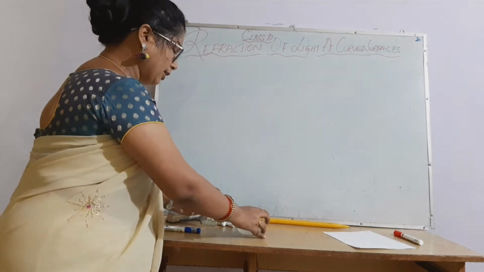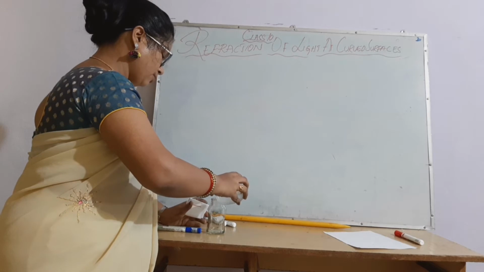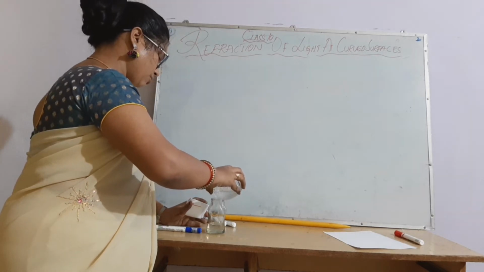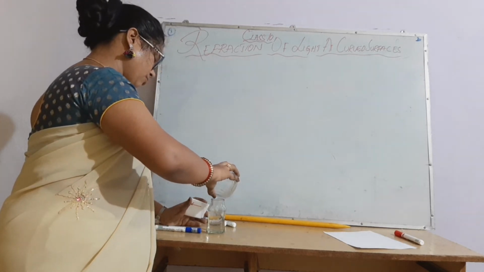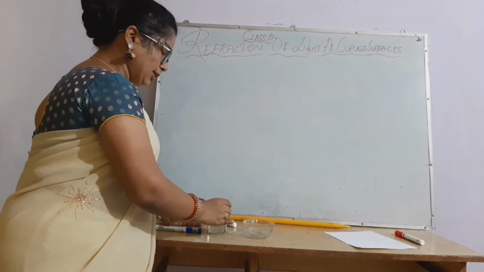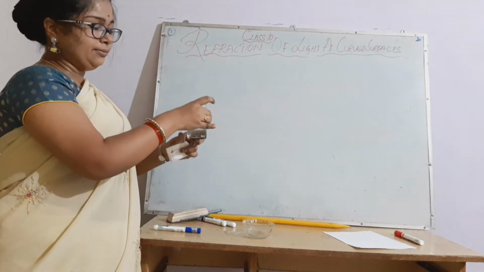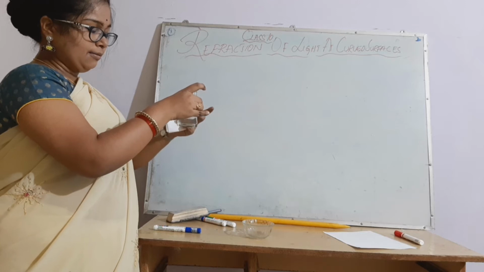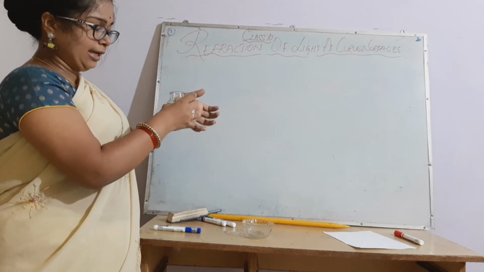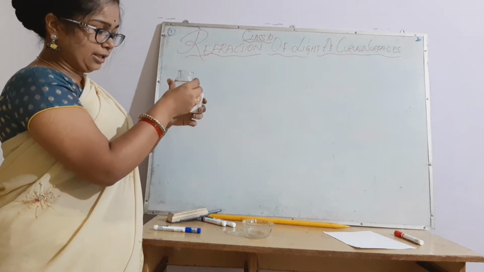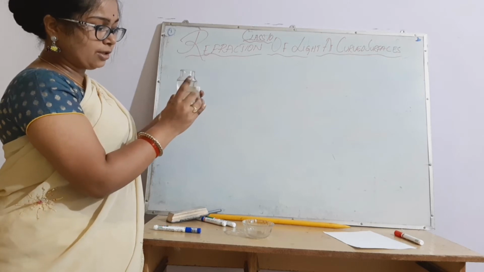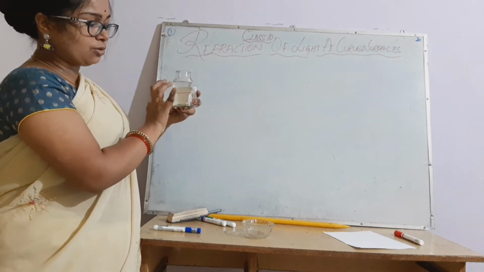If I pour water in this, what does it mean? There are 3 mediums now. Air. From the air, the light has to enter into the water, and it has to again come out. It has to cross 2 mediums, isn't it?